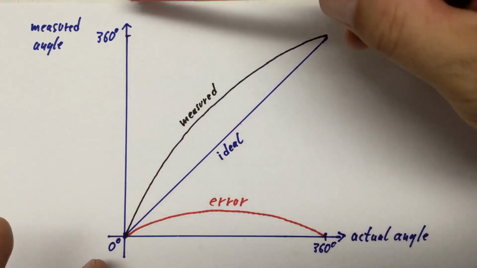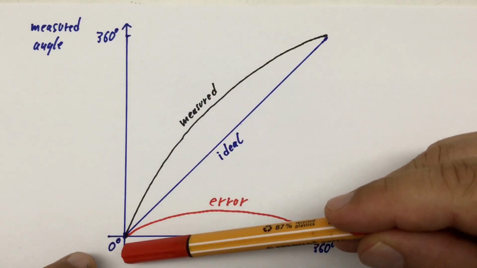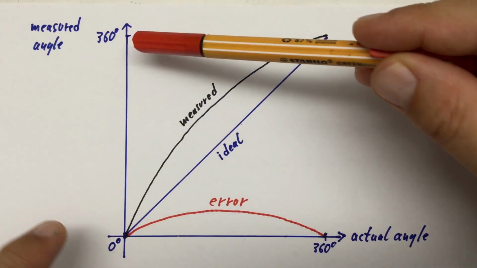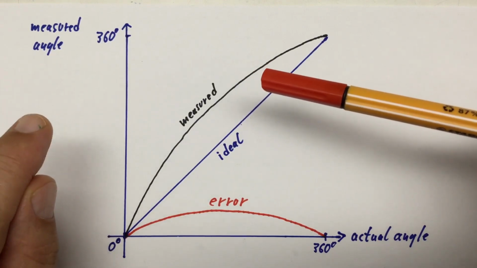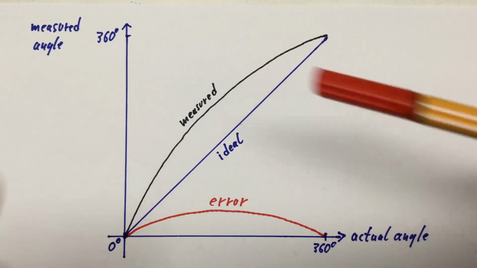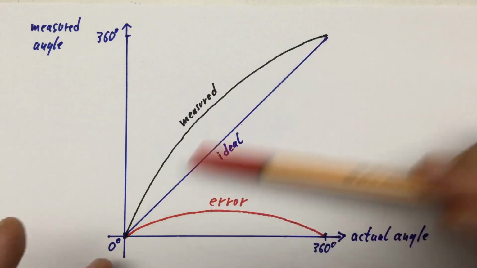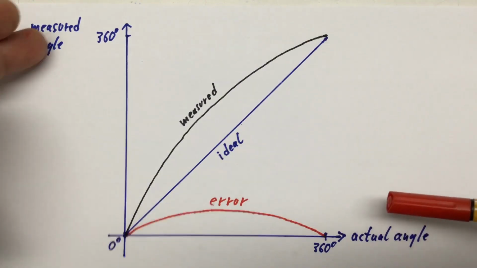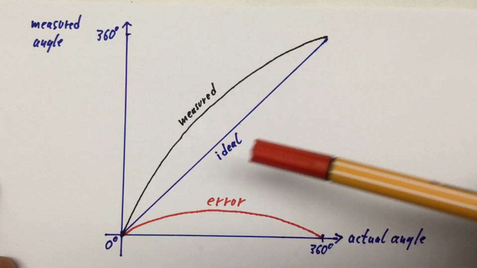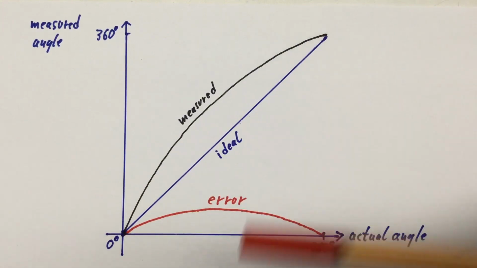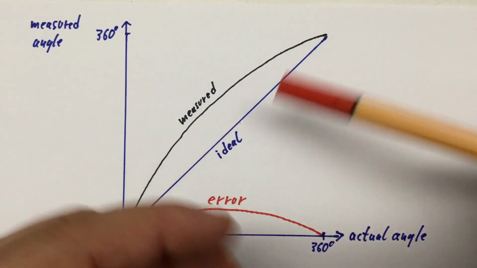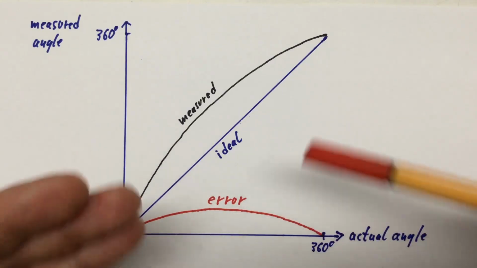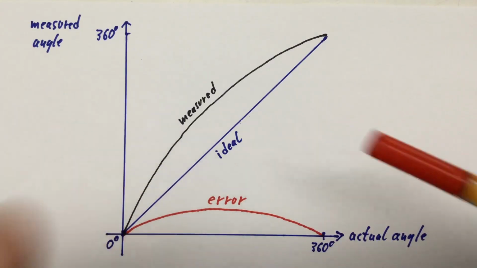On my y-axis, also going from 0 degrees to 360 degrees, I have the angle that is measured by the A1335. Ideally, the actual angle and the measured angle are of course the same, giving us here that linear curve, and that's why the whole thing is called linearization.